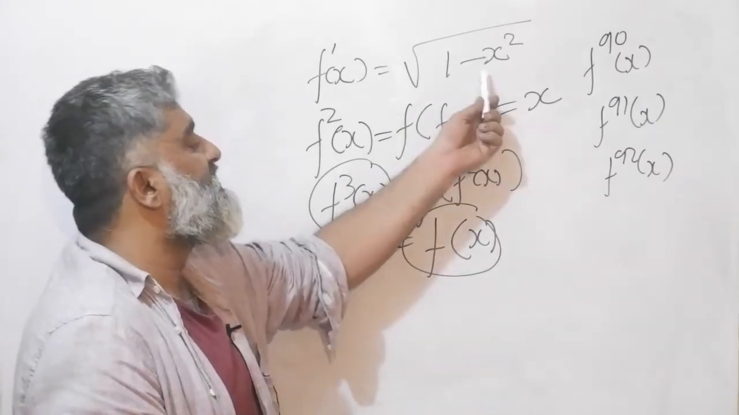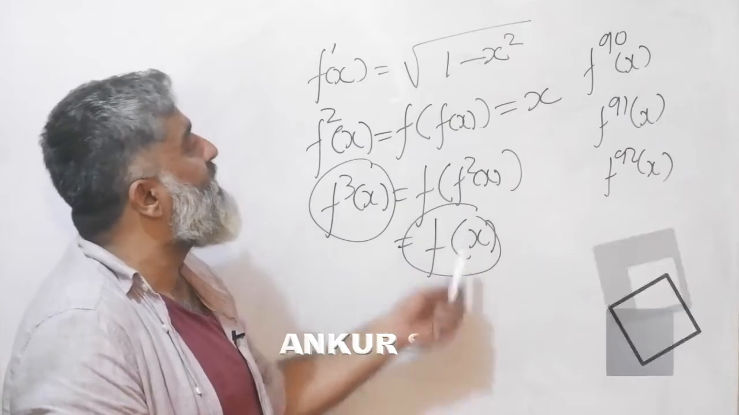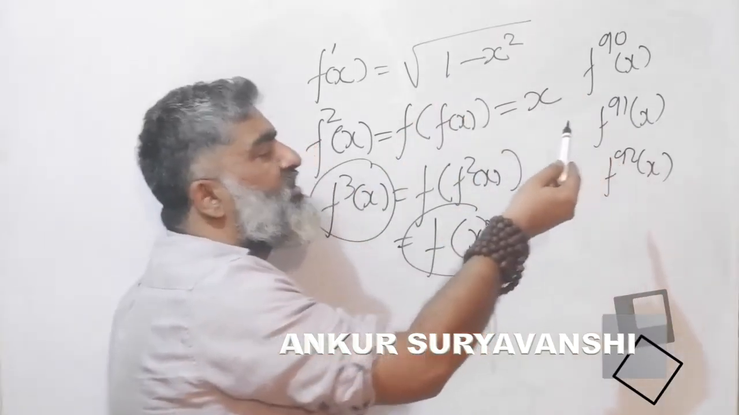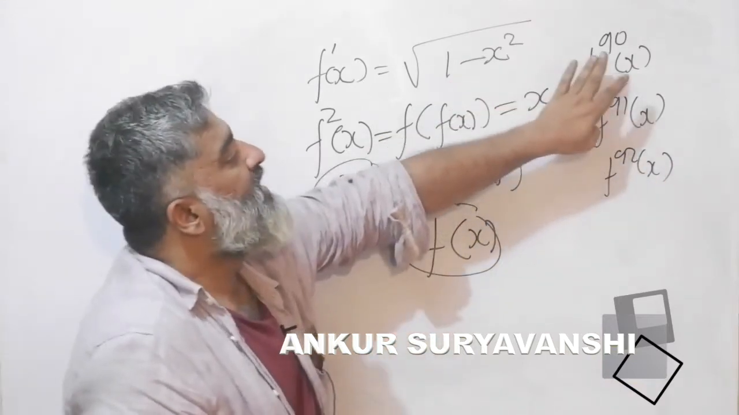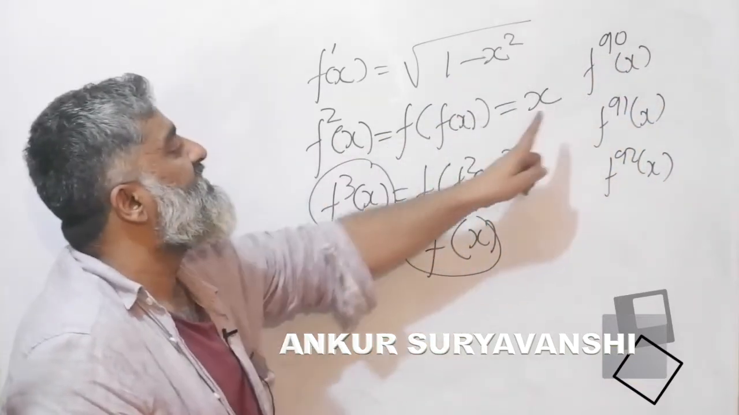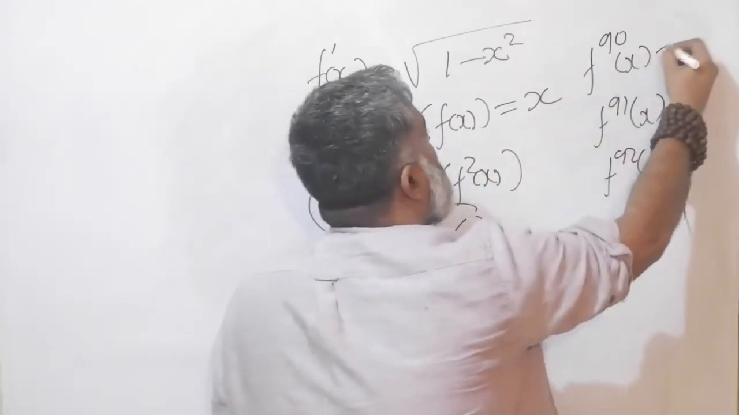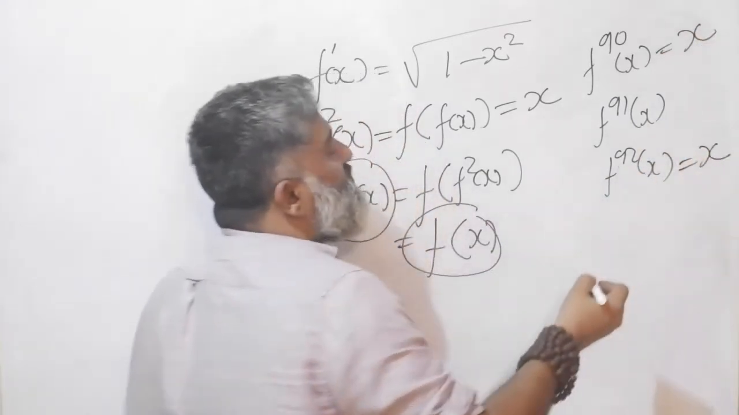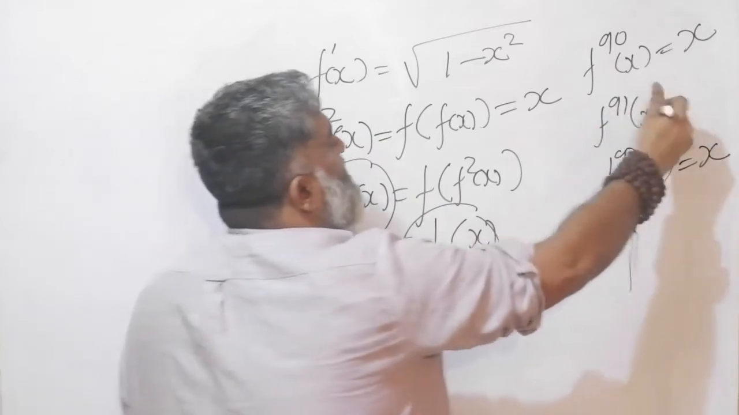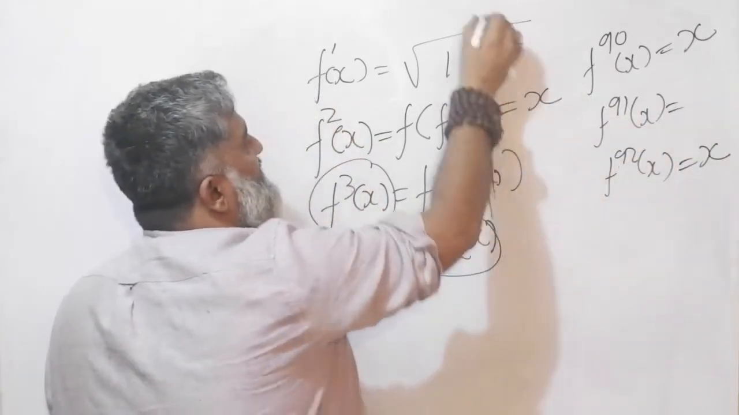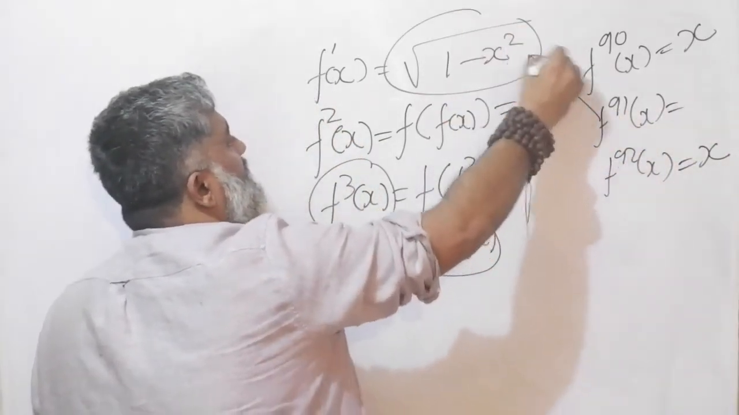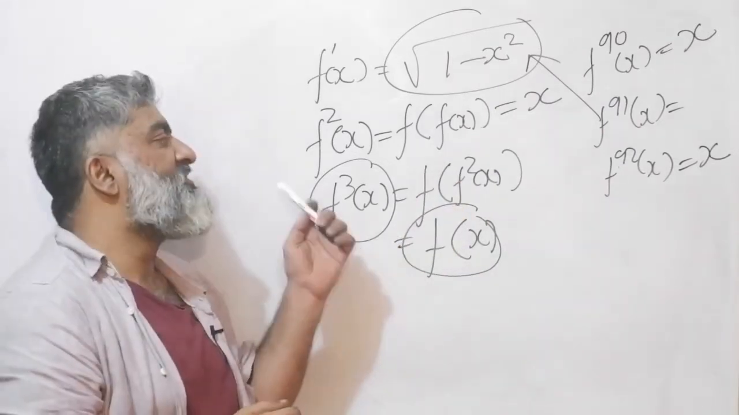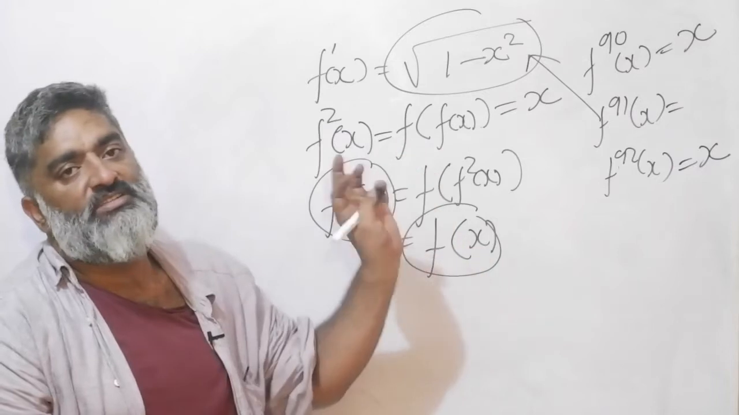You get either this, or you get x, or you go back to this expression, right? So if I ask you 90, it is still the even odd game. Add the even numbers, you will get x. So f90 of x is going to be equal to x. f92 is also going to be equal to x. And f91 of x is going to be equal to this expression. So once again the cycle game, just the expression was different this time.